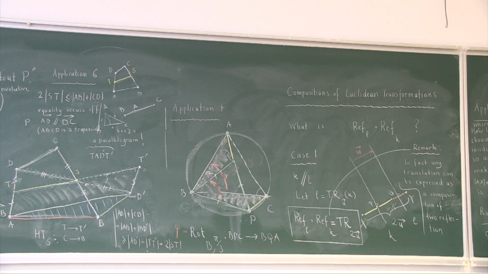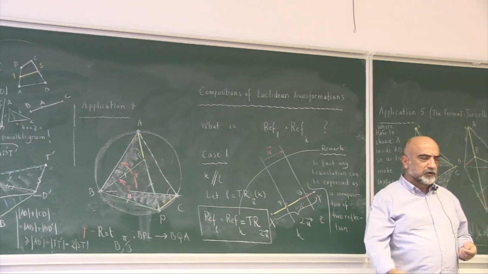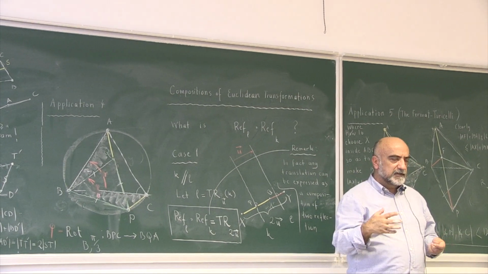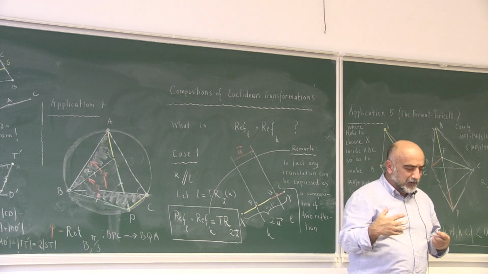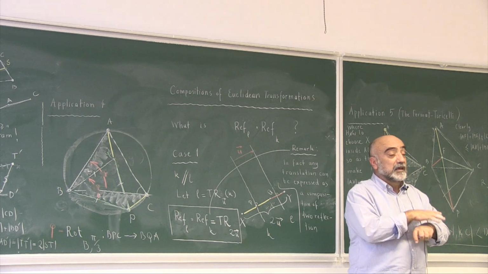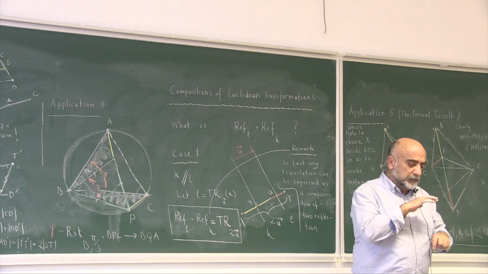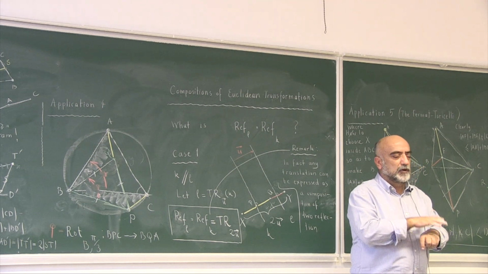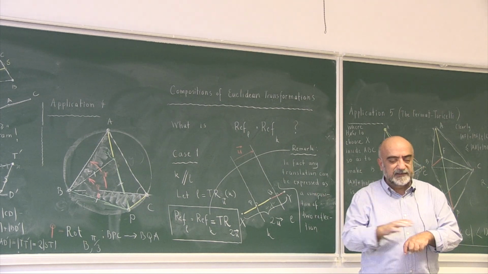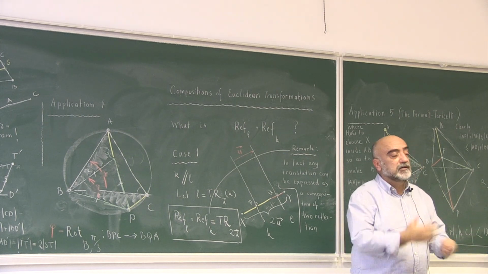It will turn out that all distance preserving Euclidean transformations, all, so to speak, congruences, it will be possible to express all congruences, all distance-preserving Euclidean transformations, as combinations of reflections.